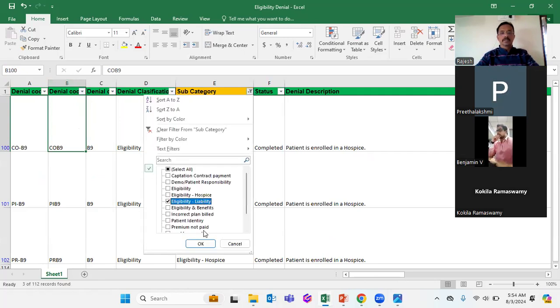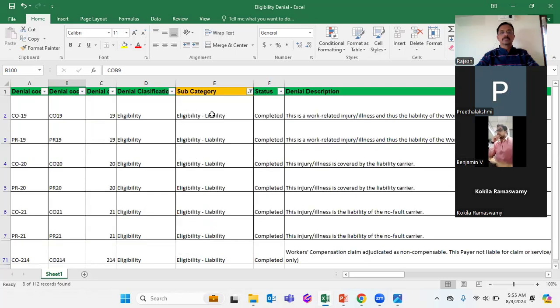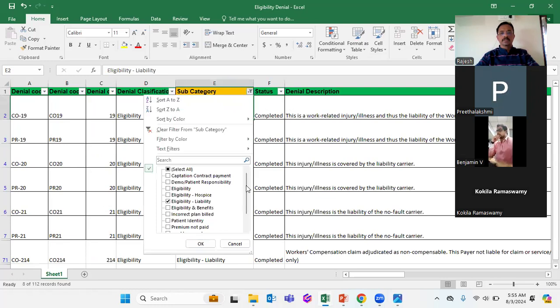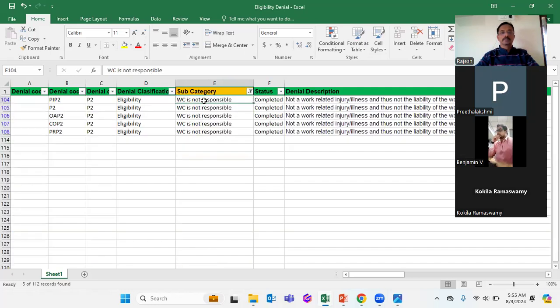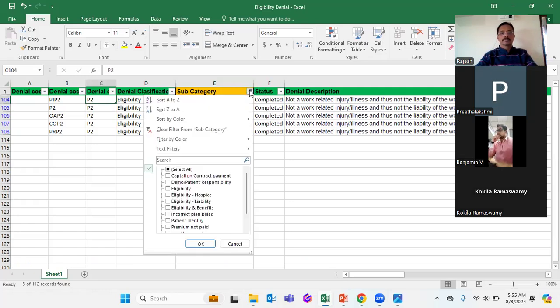And the same way, liability. Liability is nothing but your WC and auto insurances. The WC will say that I'm not responsible, right? Say, for example, you bill to the WC. They'll come back and say that I'm not responsible. The code is P2, right? So in that scenario, we have to bill it to the payer, not to the WC. So this will give you clarity on how we can use this and how we are going to bill it to the correct insurance.